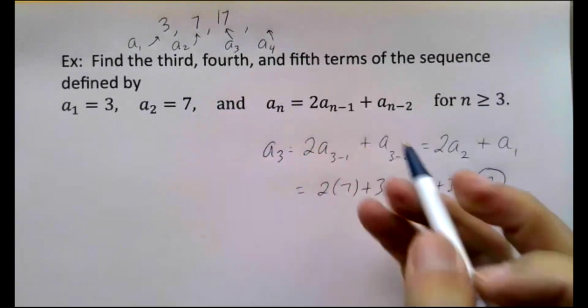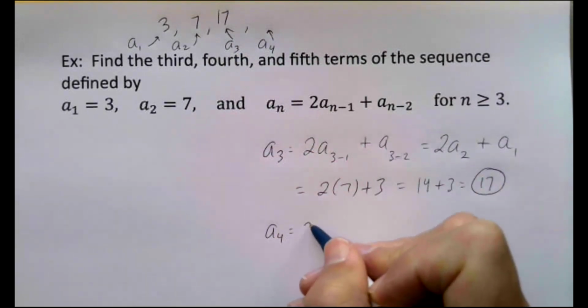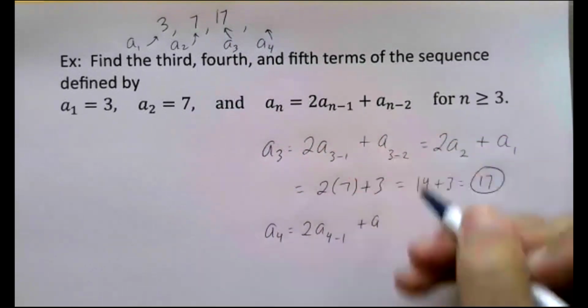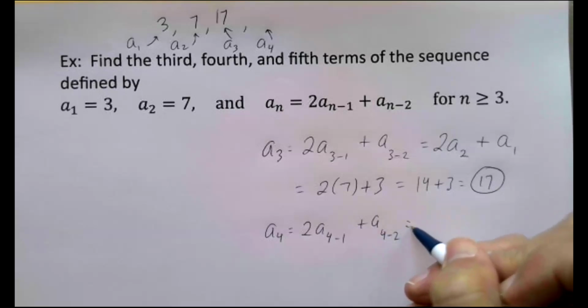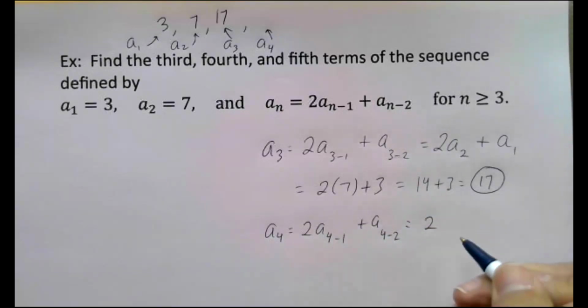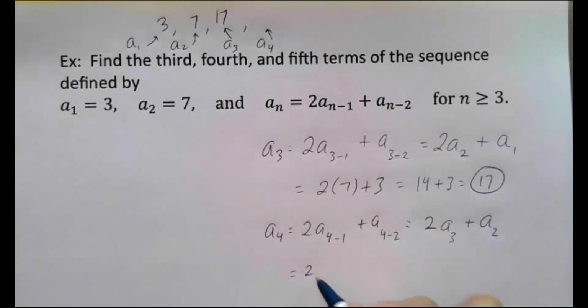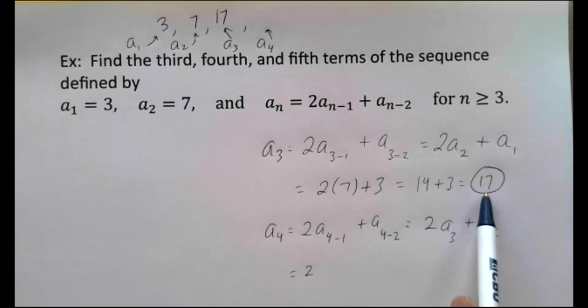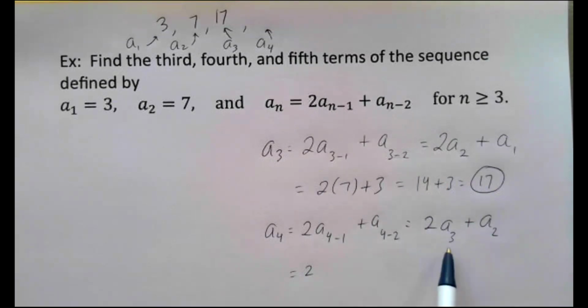I'm going to stick a 4 in these spots. To find the fourth term of the sequence, I'm going to stick a 4 right here and right here. And then I'm going to do the math. 4 minus 1 is 3. 4 minus 2 is 2. Then I'm going to say, what is a sub 3? I don't know what a sub 3 is. Well, we actually do know what a sub 3 is. We just did that. A sub 3 turned out to be 17. So that's actually 17 right there, right?